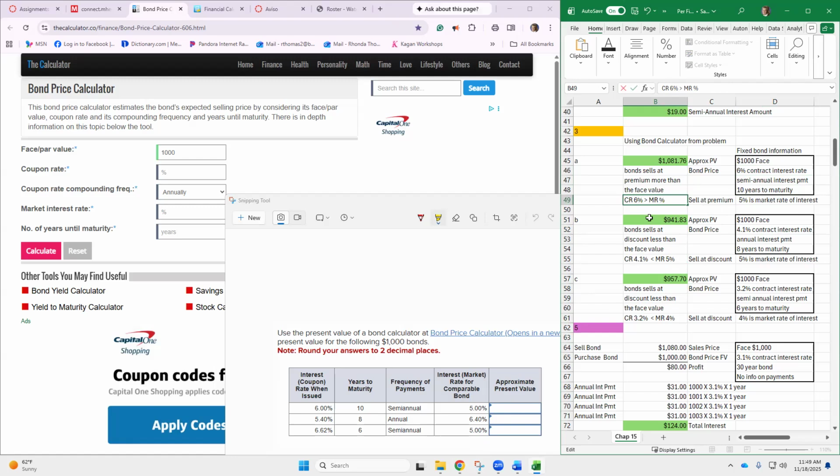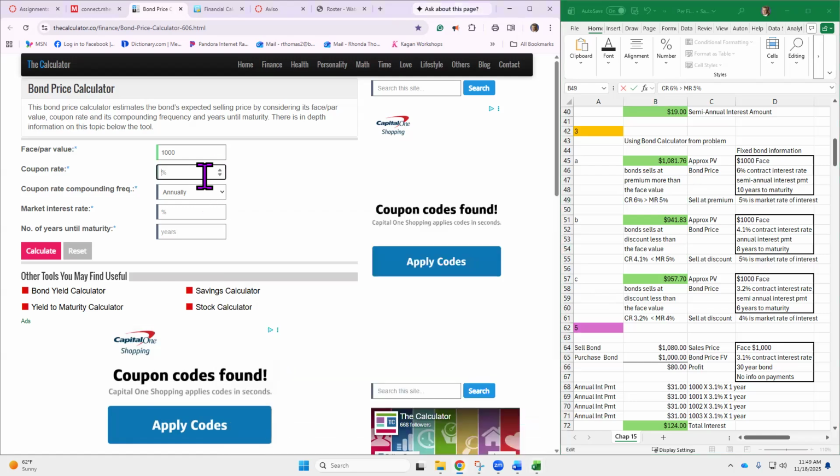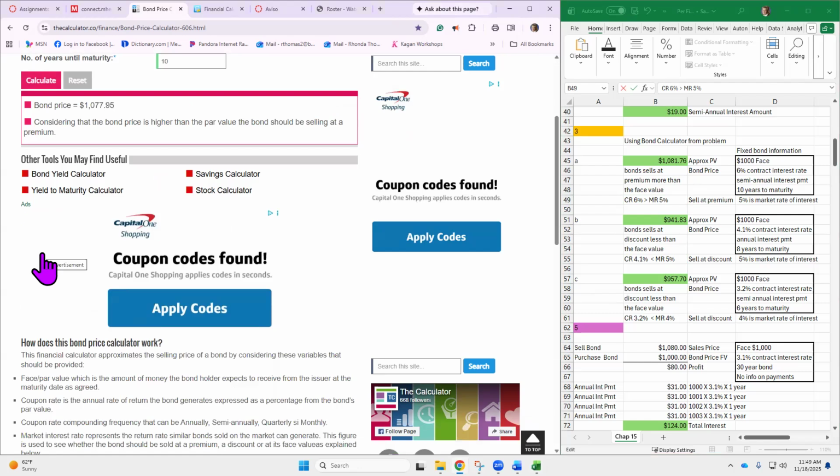Well, okay. So once again, our coupon rate is 6%, our market rate is 5%. So let's put 6% in. The compounding frequency is semi-annual. The market rate of interest is 5%, and it's 10 years to maturity. And if you calculate, here comes a bond price.